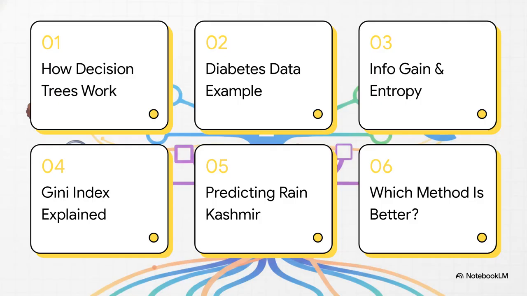Okay, let's dive into this and look at our structural roadmap. We'll be moving from basic concepts to a fascinating real-world application today. First up, how decision trees work. Second, the diabetes data example. Third, information gain and entropy. Fourth, the Gini index explained. Fifth, predicting rain in Kashmir. And finally, number 6, which method is better?